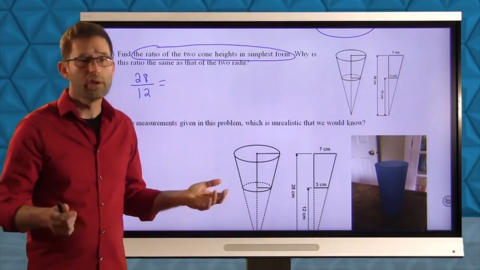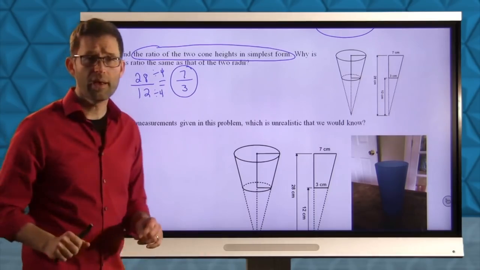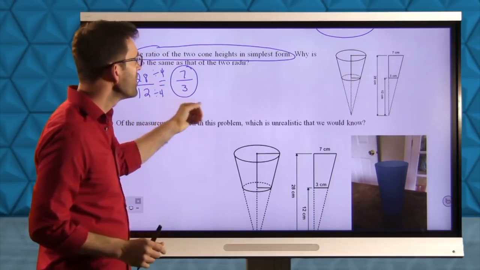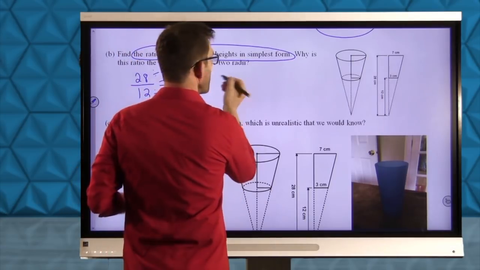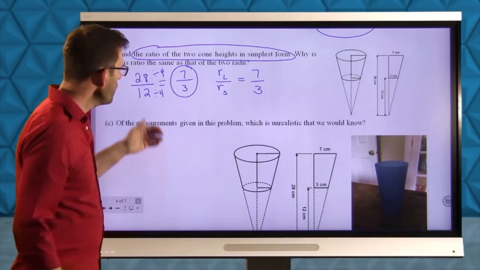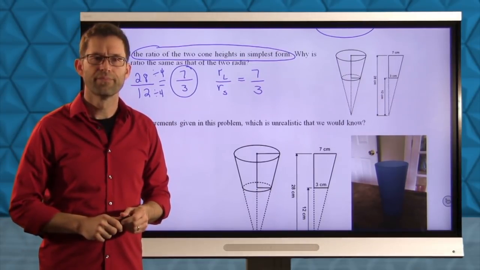All right, well, let's do it. You know, obviously when you're reducing fractions, what you do is you divide both the numerator and the denominator by the largest factor of each that's common, and we end up getting a ratio of 7/3. Now, the question then, why is this ratio the same as the ratio of the 2 radii? So notice what we're seeing here is that the radius of the large divided by the radius of the small is also 7/3. So why would those 2 ratios be the same? Pause the video now and discuss this.